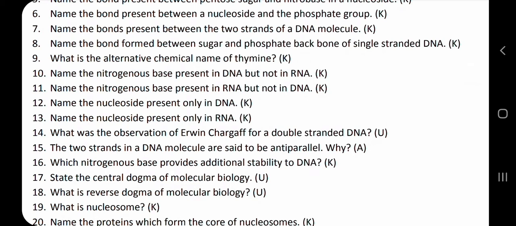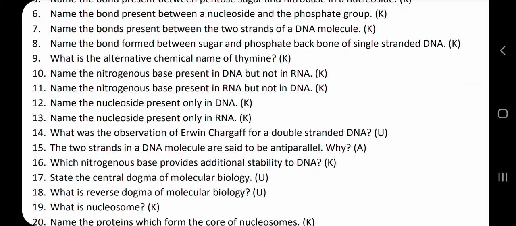Uracil, if it changes its structure, is almost similar to cytosine. So cytosine is said to be the less stable nitrogen base. As in the case of DNA, thymine is present, so the stability of the DNA is more when compared with the RNA.